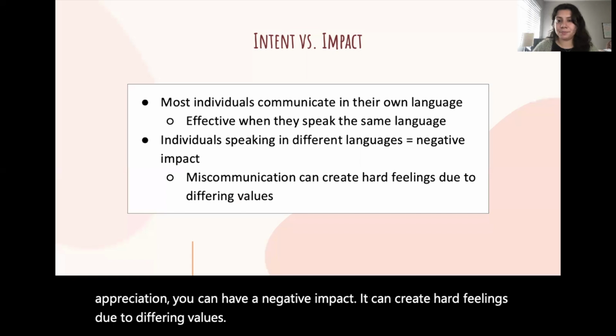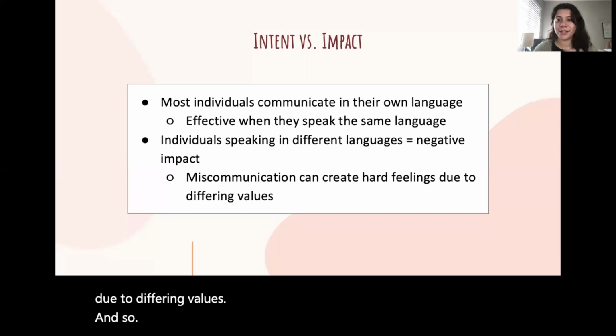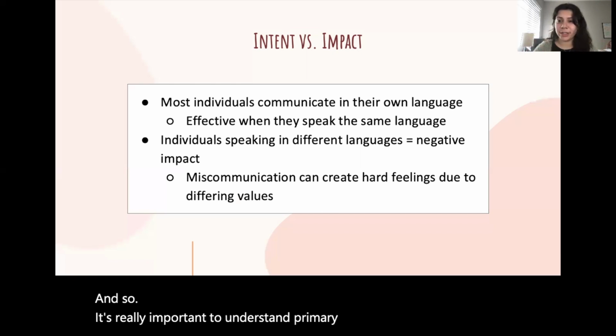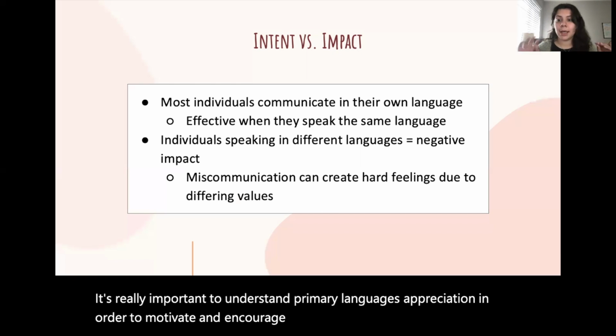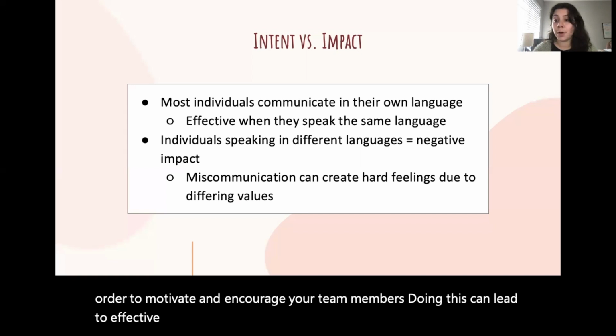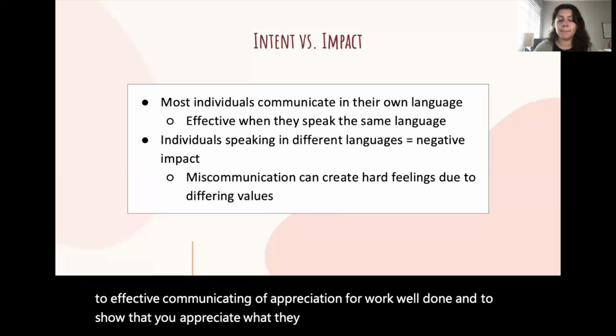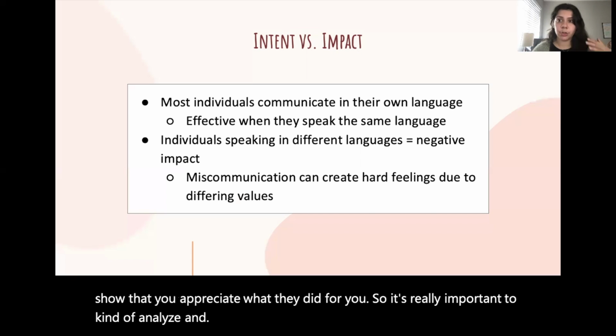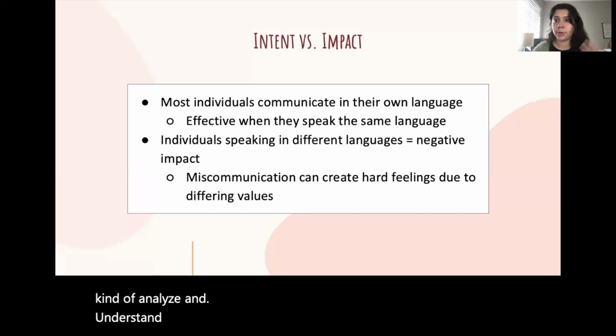So it's really important to understand primary languages of appreciation in order to motivate and encourage your team members. Doing this can lead to effective communication of appreciation for work well done and show that you appreciate what they did for you. So it's really important to analyze and understand your group and who you're working with.